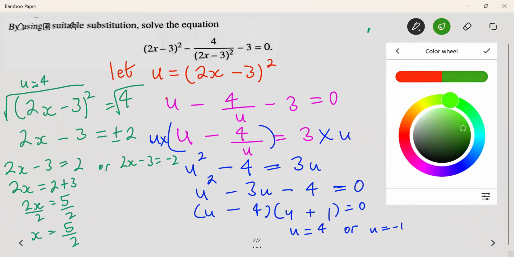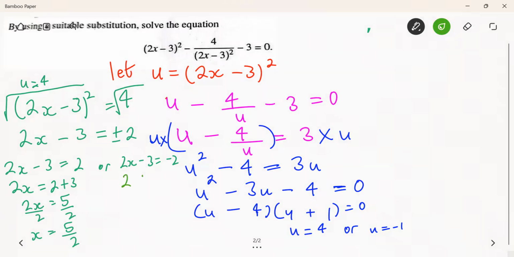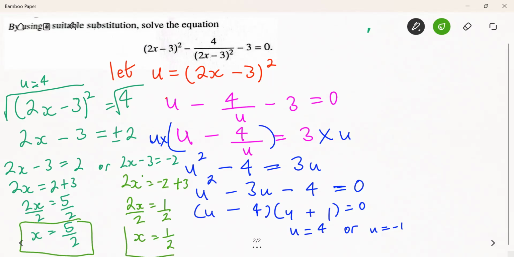Right, so that's the one side. Now if I do this side, the same thing, I took the minus 3 over. It's going to be minus 2 plus 3. Then I have 2x is equal to 3 minus 2. That's 1. You divide by 2 both sides. Then x is equal to a half. So those are my two solutions for x. That's coming from the case where u was equal to 4.